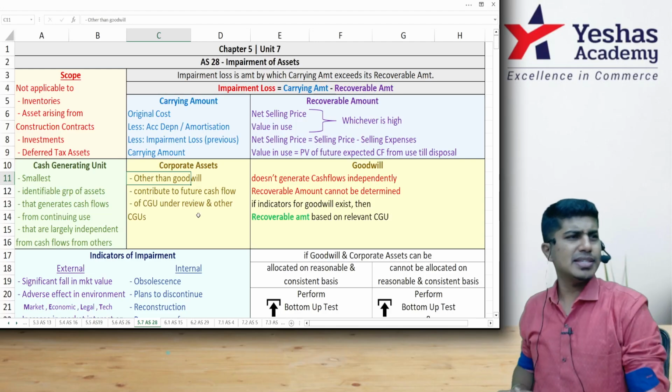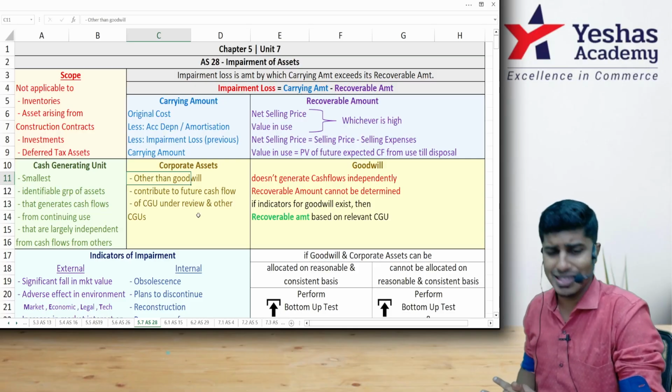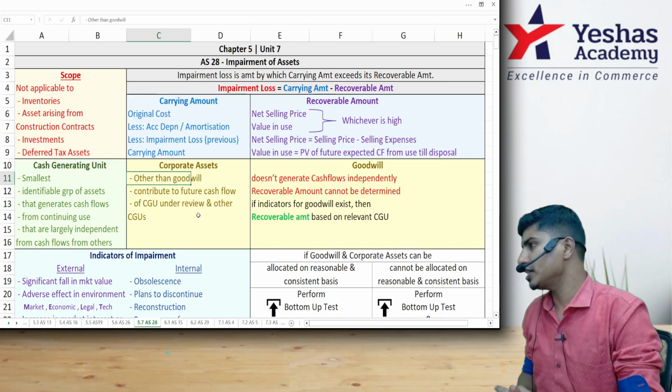Let's now quickly revise Accounting Standard 28, which is Chapter 5, Unit 7 of your syllabus. This is impairment of assets.